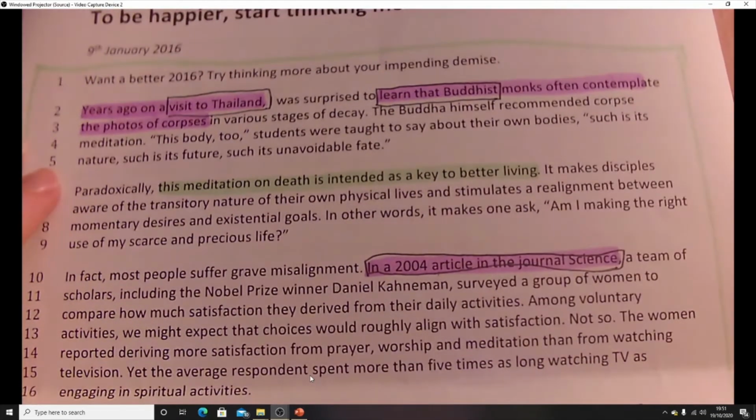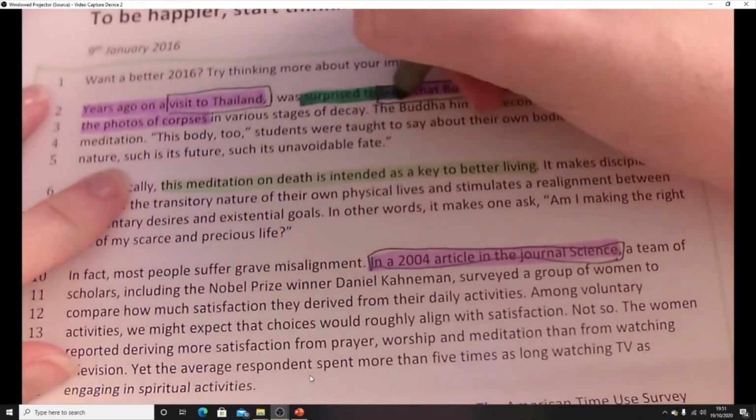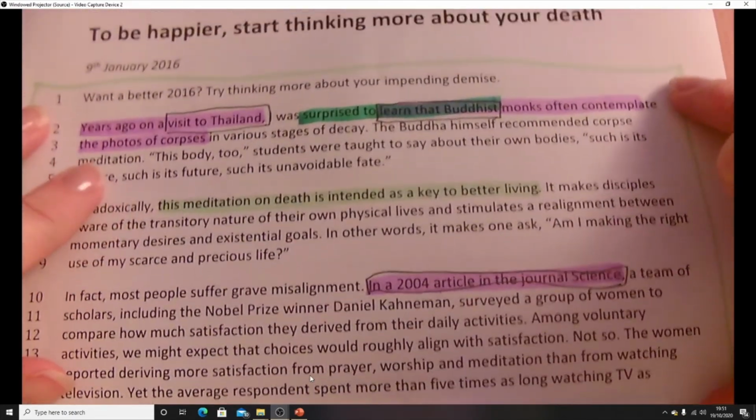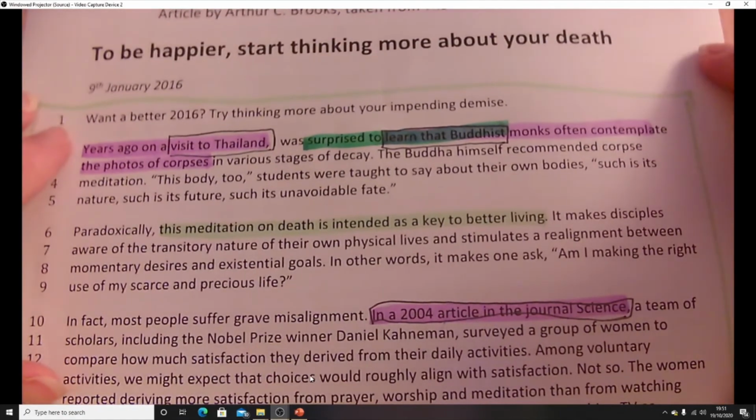"So years ago on a visit to Thailand, I was surprised to learn that Buddhist monks often contemplate the photos of corpses in various stages of decay." So I can make a note there of the fact that he's surprised to learn. So again, it kind of links in with what we were looking at before. It's this idea that he learns about this. "The Buddha himself recommended corpse meditation."